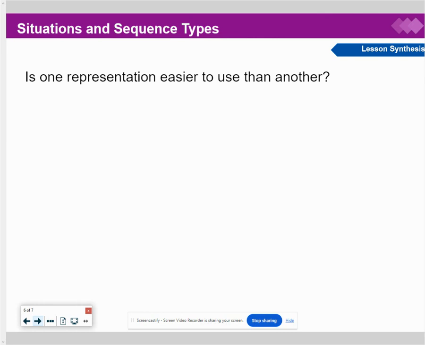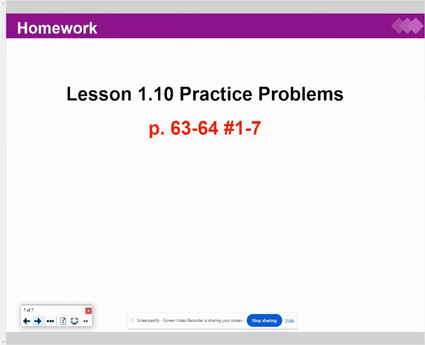Situations and sequences is what we were talking about today. Is one representation easier to use than another? I do think that a lot of times the nth term is easier than the recursive term in some cases. It depends on which one you are more comfortable with. There is not just one right answer for this, so you can choose whichever way you like to do this.